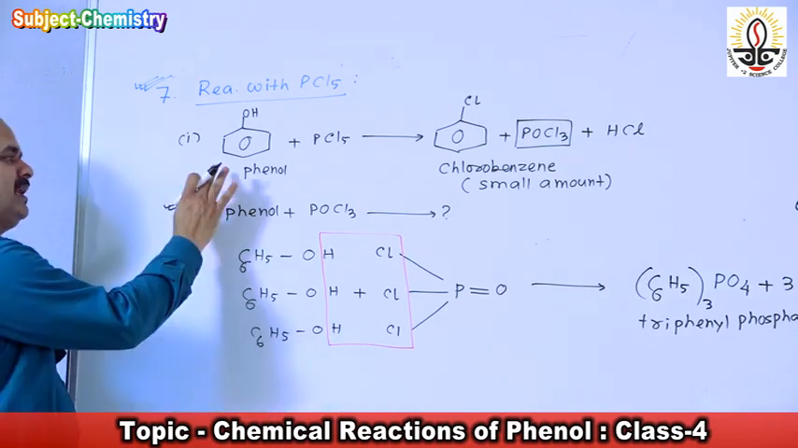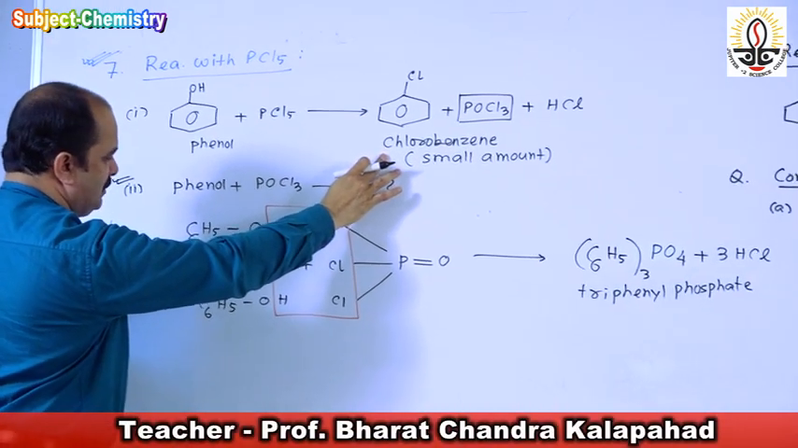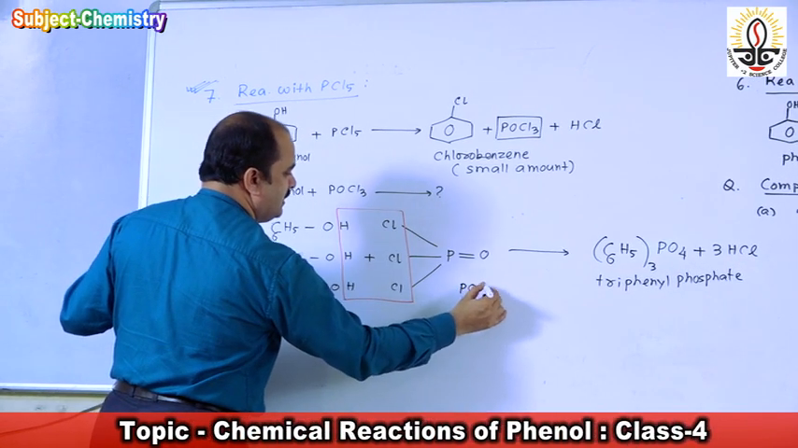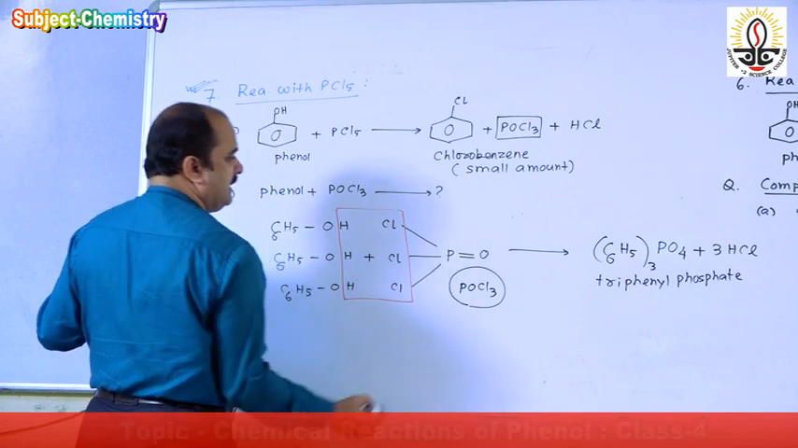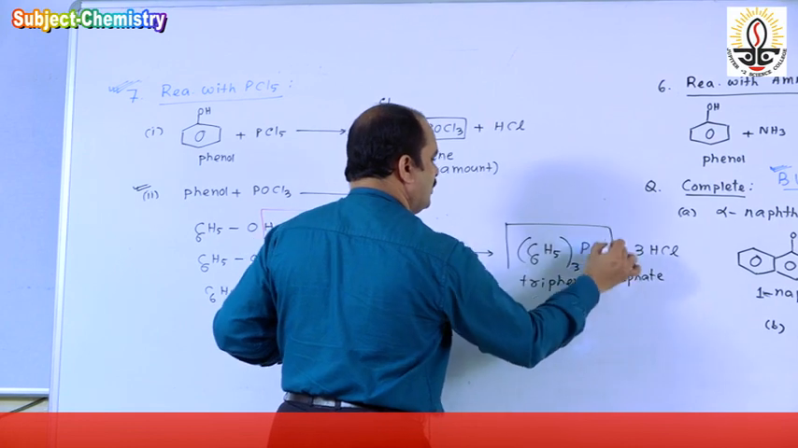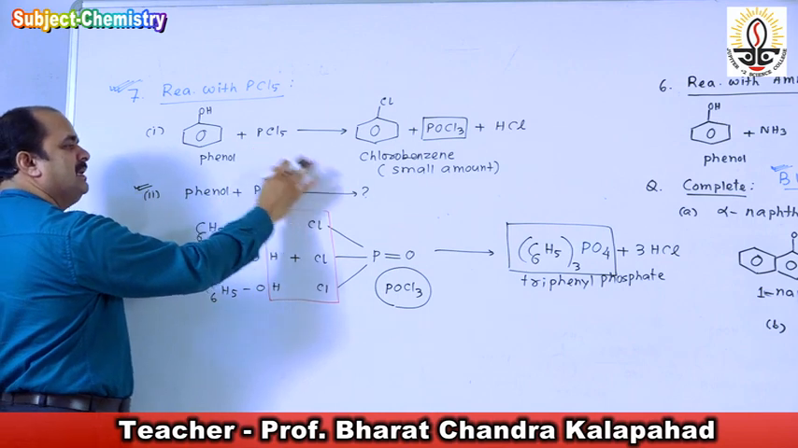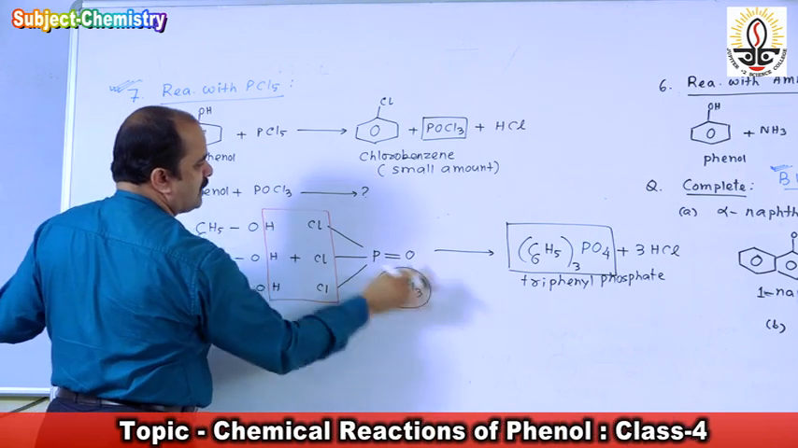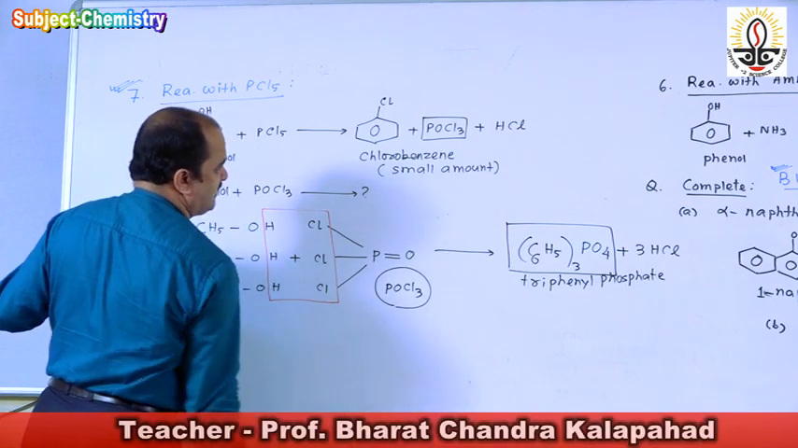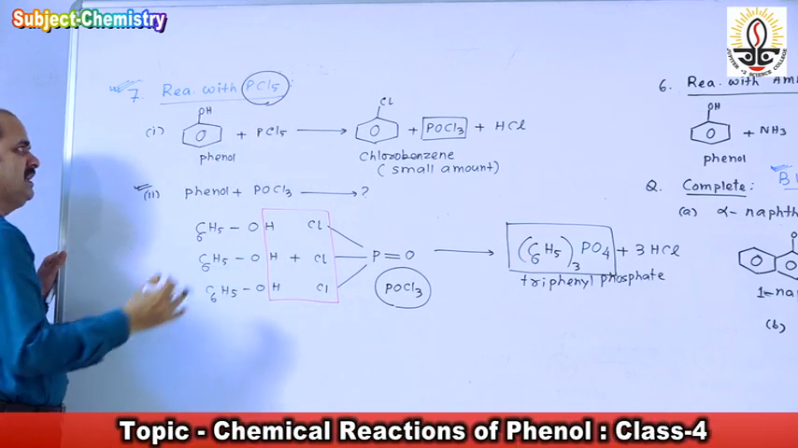That means when phenol reacts with phosphorus pentachloride, a small amount of chlorobenzene is formed. When this phenol again reacts with phosphoryl chloride, POCl3, it gives a large amount of triphenyl phosphate. This reaction is always asked in the examination. So phenol reacts with phosphorus pentachloride to give a small amount of chlorobenzene and a large amount of triphenyl phosphate, along with HCl as byproduct. On the reaction of PCl5, we will discuss 2 important chemical reactions.